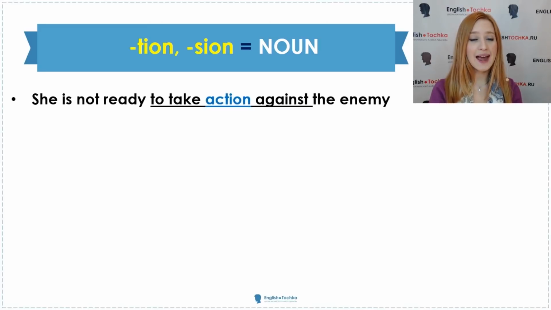She is not ready to take action against the enemy. Action is a noun.